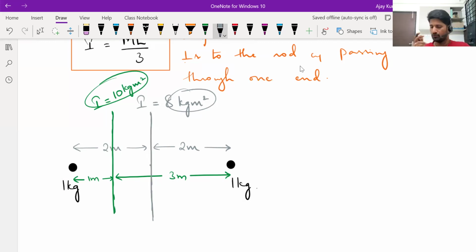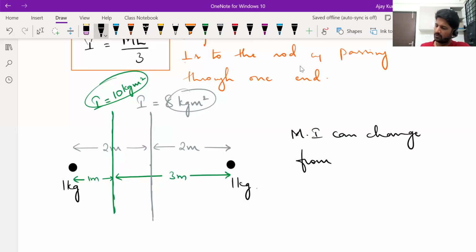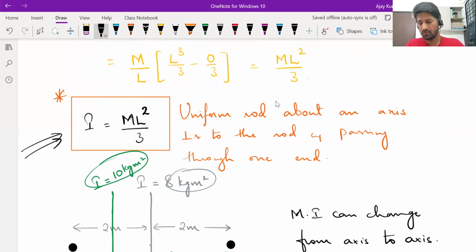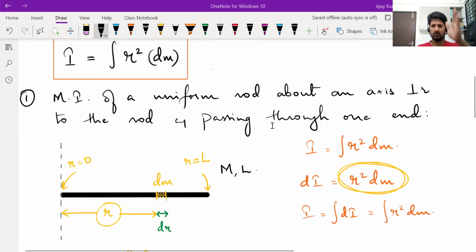So what this clearly proves is that moment of inertia can change from axis to axis. For the same system, it can change from axis to axis. That is why whenever you derive a formula, or even if you try to memorize a formula for moment of inertia, you should also remember about which axis it was calculated or derived. So for a rod about one end, it is ml square by 3. Okay, about an axis perpendicular to the rod passing through one end, it is ml square by 3.